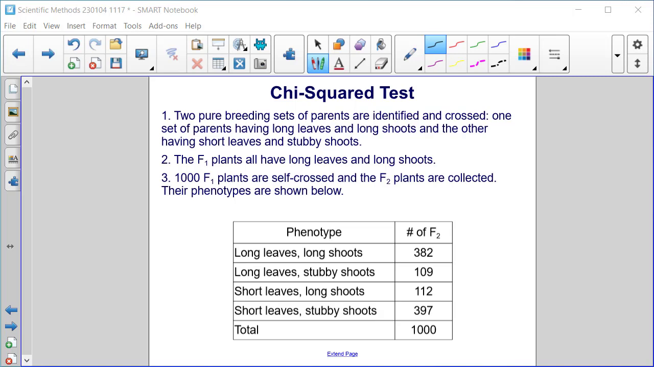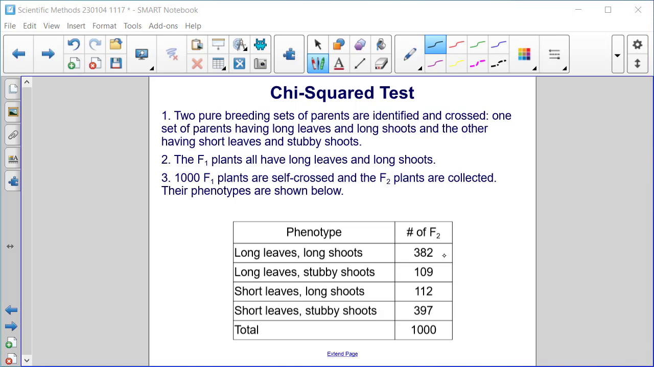The F1 plants, so the generation of plants that are grown from those pure breeding parents, all have long leaves and long shoots. 1,000 of those plants with the long leaves and long shoots are self-crossed, and the second generation plants, F2 plants, are collected. Their phenotypes are shown below.